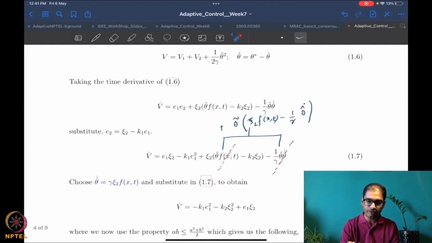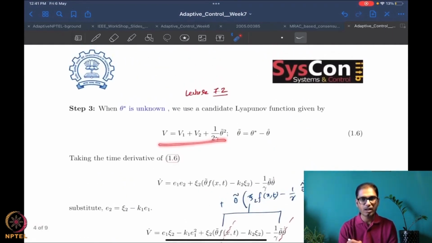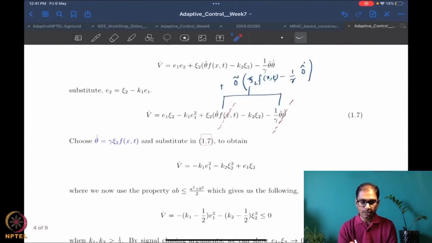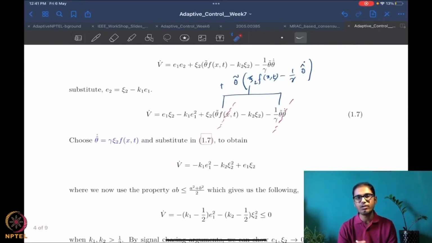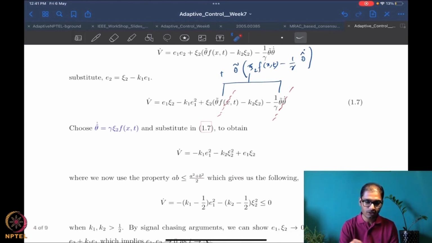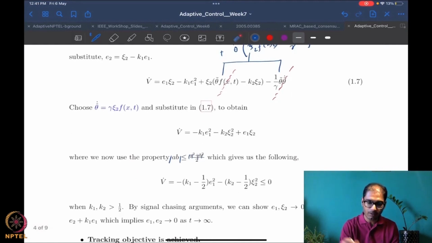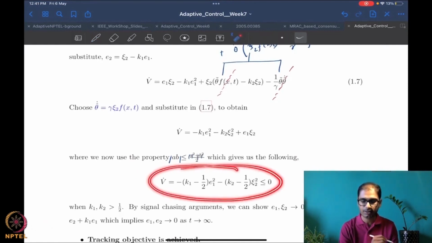Although we start with a different v for the unknown case, our v dot always turns out to be the same as that for the known case. This has always been the case with the adaptive controllers we have designed until now, so this should not come to you as a surprise. So as always, we use this nice property. Like I said, there are norms here; you can use absolute values and norms, but it's the same in this case. These are all scalar quantities. And so once you do that, you remember from last time that you get this.